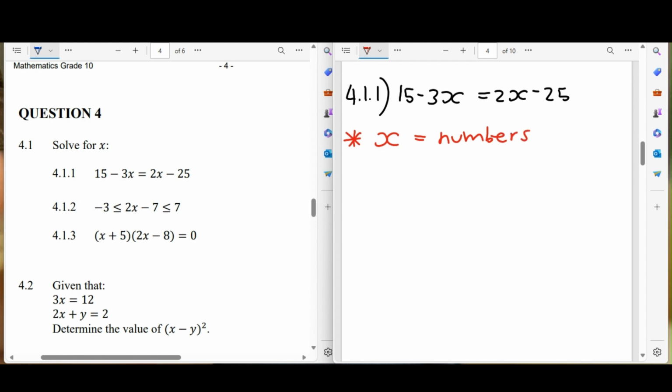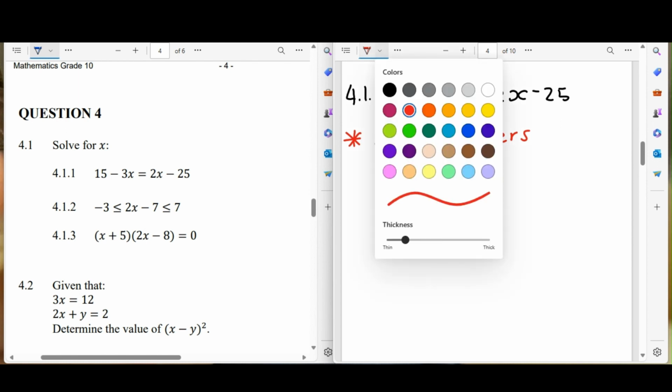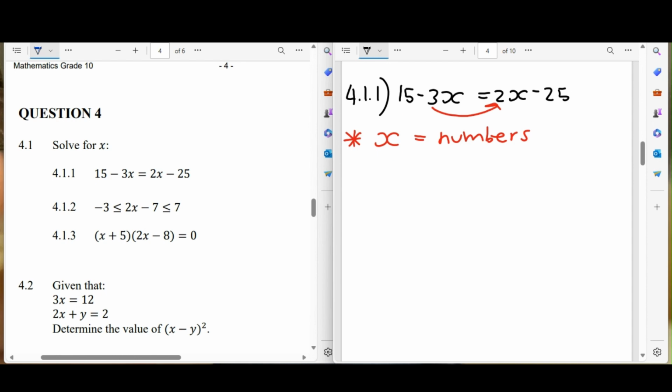So what I would do first of all is take my x's to one side and my numbers to the other. If I take this minus 3x across, it was a minus 3x, so when I take it to the other side, it's going to be a positive 3x. Which means I'm going to have 15 is equal to 2x plus 3x. So that sign in front of it changed. Minus 25. Okay, it's looking better. I've got all the x's on one side now. Now I want to get all the numbers by themselves.